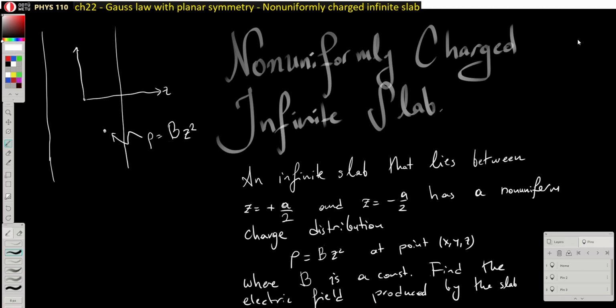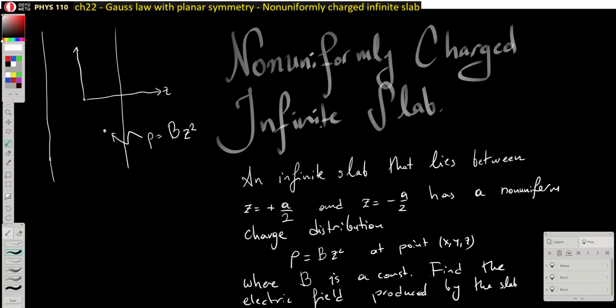This is a complicated problem with planar symmetry. It's complicated because the charge density is non-uniform. Since I have solved an example of a non-uniform charge distribution in these two other symmetry kinds, for the sake of completeness, I will also solve an example of such a problem, and that is this problem.